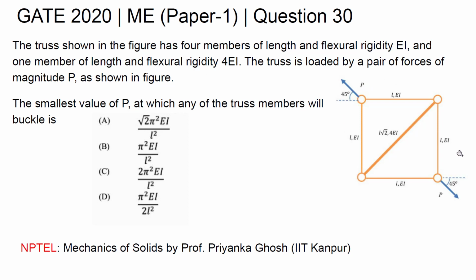We are given a truss structure like this with its particular properties, that is length and EI, and as you can see, force P is applied at a particular angle. The main question is: what is the smallest value of P at which any of the truss members will buckle? We are given four options, so we need to solve this using Euler's buckling theory.